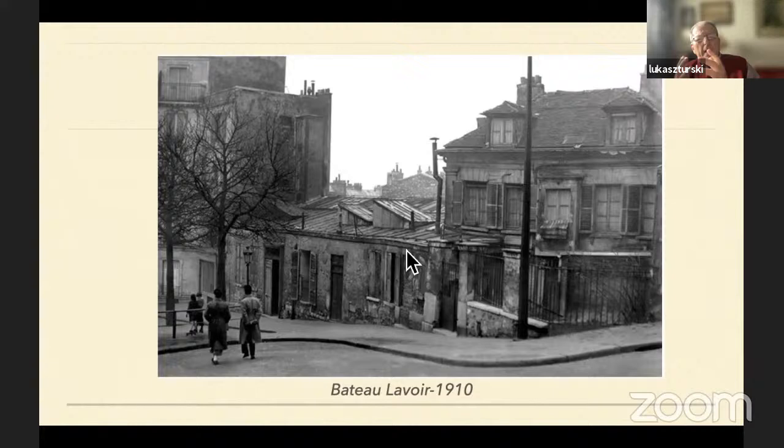The history says that the monthly rent of a room in that wash house was 15 francs per month. And at that time, the cheapest room in a hotel in Paris was a franc per day. So that was relatively cheap. That building survived many years.